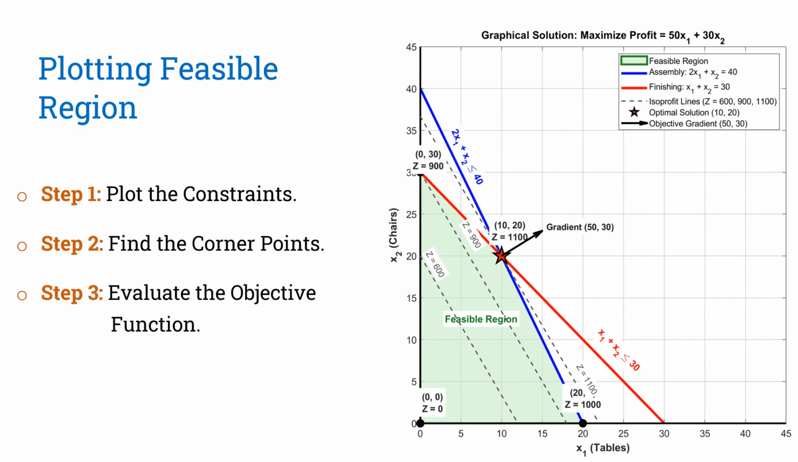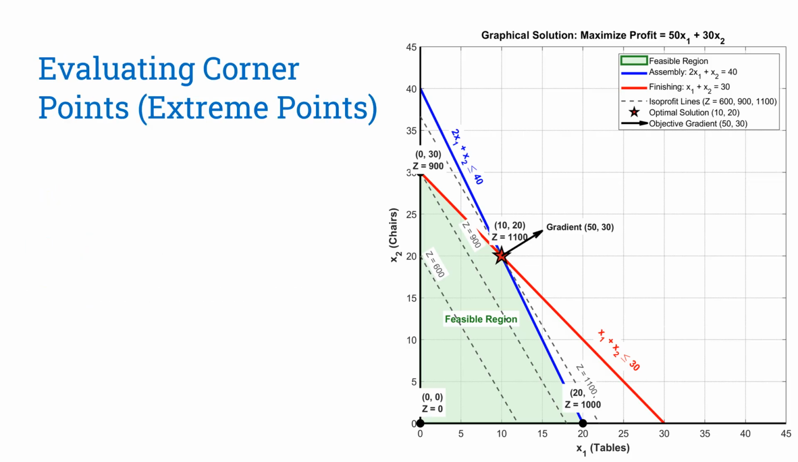Step 3. Evaluate the objective function. Here is the magic of linear programming. The optimal solution is always located at one of these extreme corner points. We simply calculate the profit at each corner point.